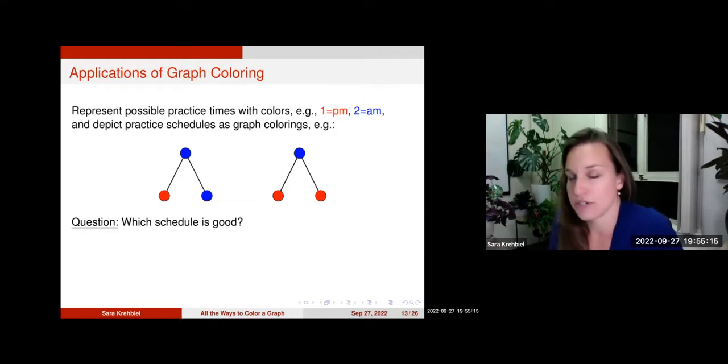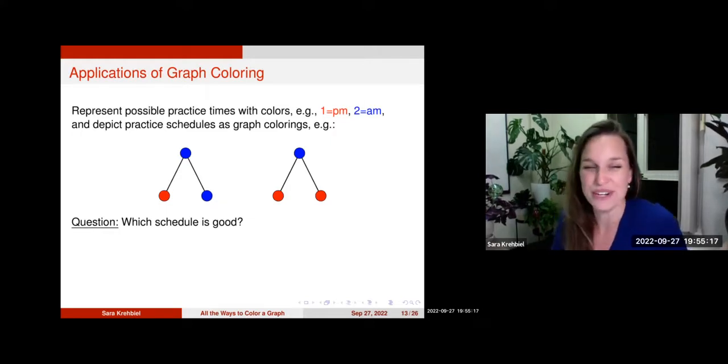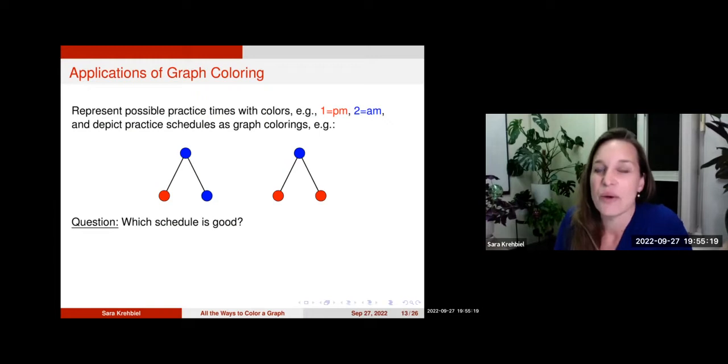So here are two colorings. Actually, these aren't our two colorings from before. Here are two more colorings. And now that we have an application, we're not only going to associate a number with a color, we're going to associate a number with a potential time that I could schedule these. So one, for example, might be I'm scheduling an afternoon practice, and two might be that I'm scheduling a morning practice. So one of these is a problem and one of them isn't. Anybody want to let me know which is which?